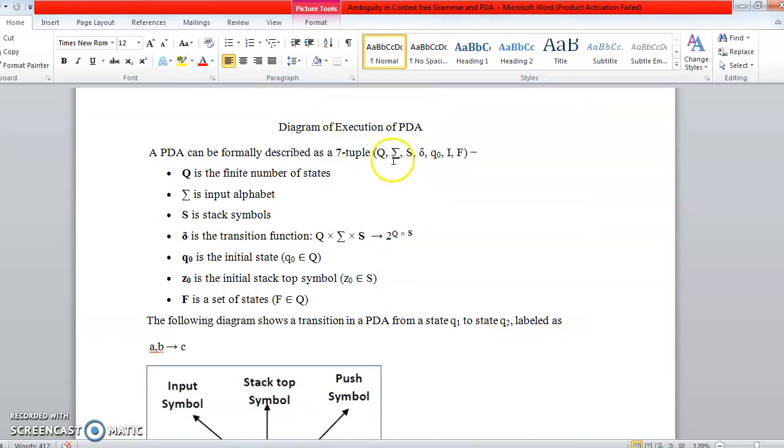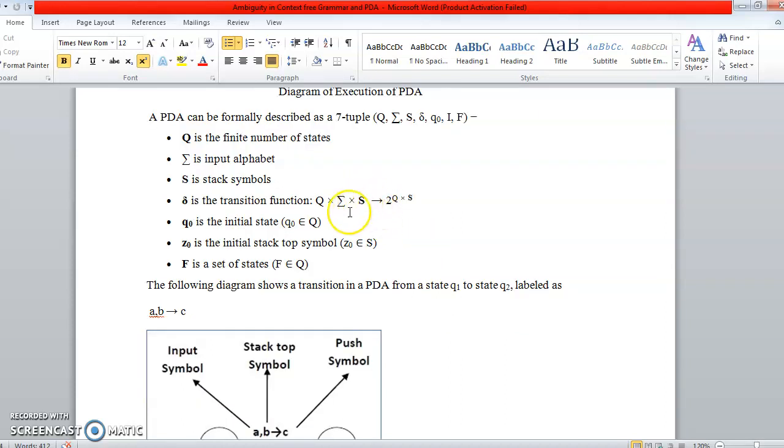Here the tuples of the push-down automata are like this. All are abbreviations, and these are the descriptions of all the tuples. Q is the finite set of states, sigma is the input alphabet, S is the stack symbols, and delta is the transition. Here the transition takes Q, the input, and the stack symbol, and goes to 2 to the power Q times S. That means the states and the status of the stack symbols. That is the ultimate transition of the PDA.